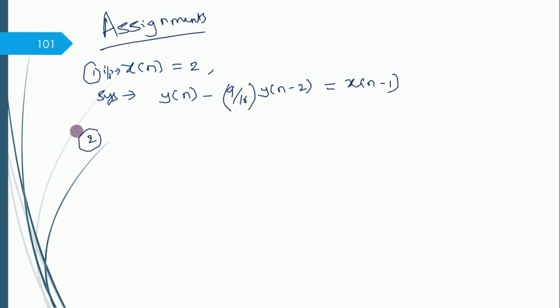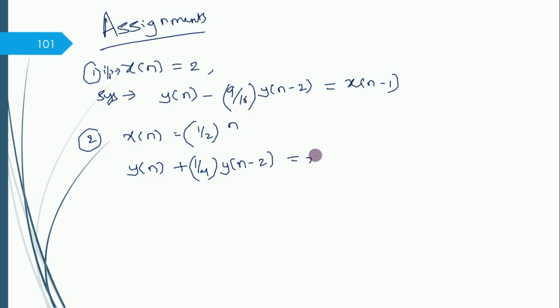Second one: x of n is equal to 1 by 2 raised to n, and the system is given by y of n plus 1 by 4 y of n minus 2 is equal to x of n plus 2 into x of n minus 2. So these are the two homework assignments for you. In both cases, you need to find the particular solution.